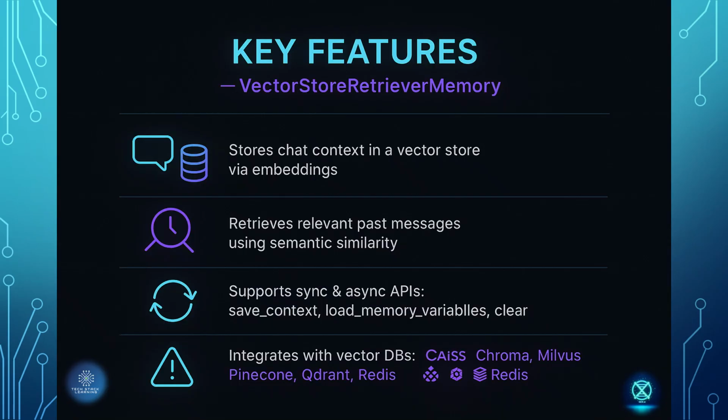What are the key features vector store retrieval memory offers? It stores the chat context in the vector store via embeddings. It retrieves the relevant past documents based on semantic similarity. It supports sync and async APIs, like save context, load memory, or clear. It integrates with any number of vector DBs, like FAISS, Chroma, or Milvus.